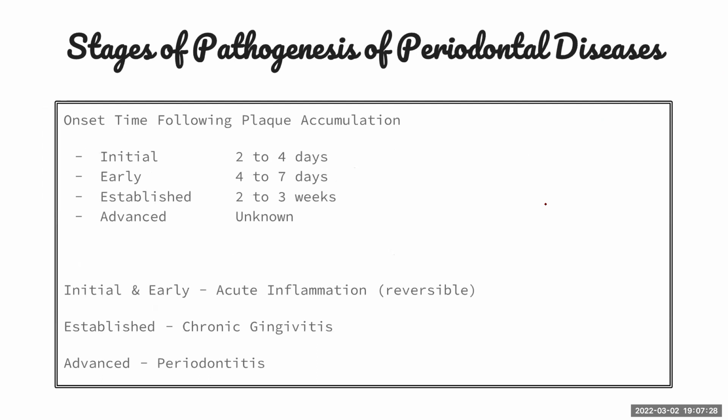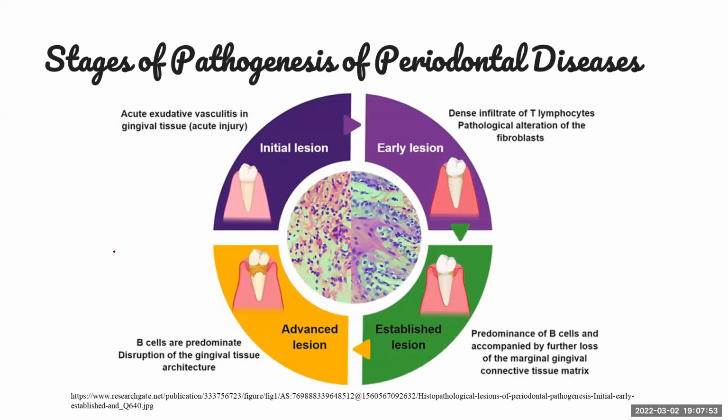Initial lesion, early lesion, established lesion, and advanced lesion. The advanced lesion is periodontitis. The early lesion and initial lesion are gingivitis. Okay, acute, this is chronic, and this is periodontitis. So we're going to look at each one of these because this is going to come back and haunt you for your boards also.